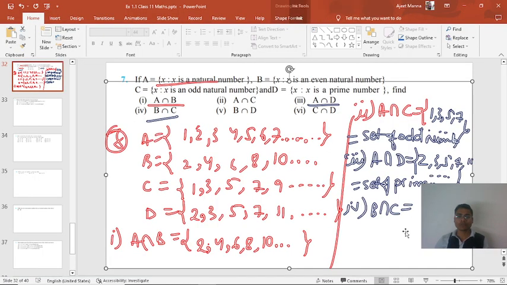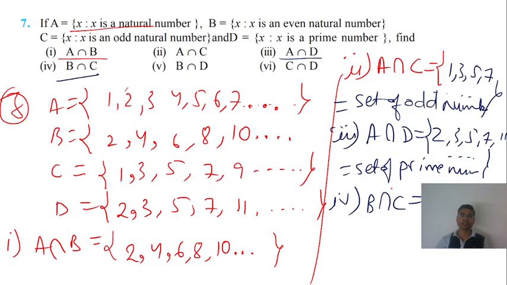Hello friends, welcome to the continuation of the previous lecture we just left over here. So what we are doing, we have to find B intersection C. So where is B intersection C? What do B and C have in common? B and C actually have no element in common because set B is the set of prime even numbers, and set C is odd numbers, so they have no common elements.